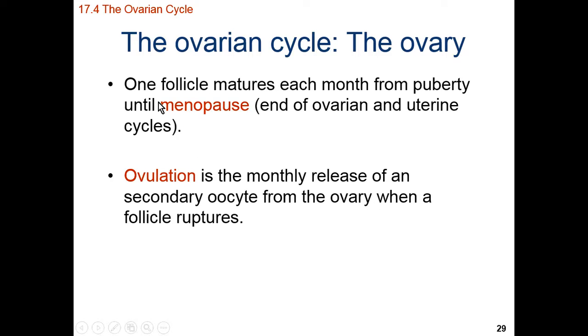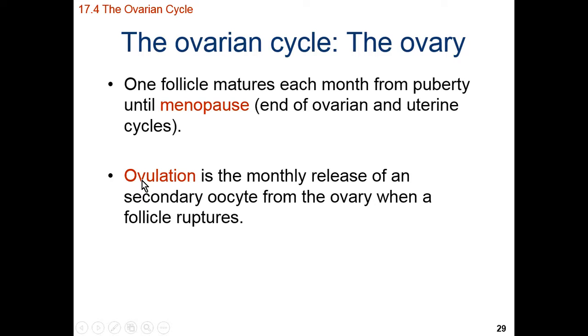Every once in a while, if the female is on reproductive therapy, or just by gosh, by golly, you'll have more than one follicle maturing per month. This happens until menopause. Menopause is the end of both the ovarian and the uterine cycles, or more formally, it's going to be known as 1 year without having any menstrual cycle at all.